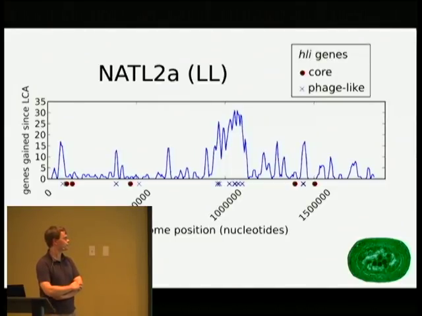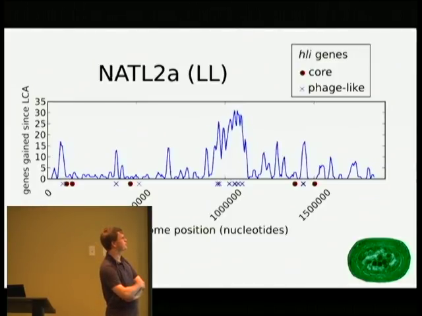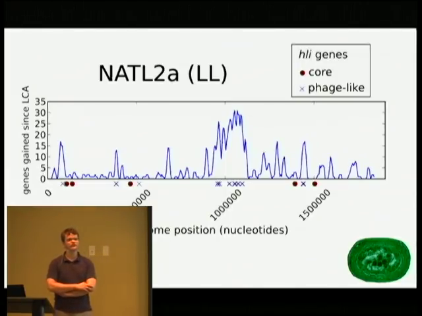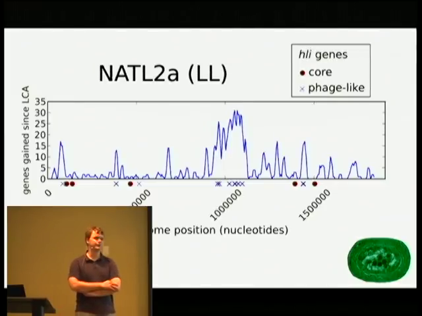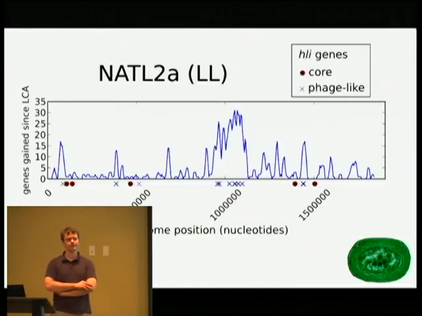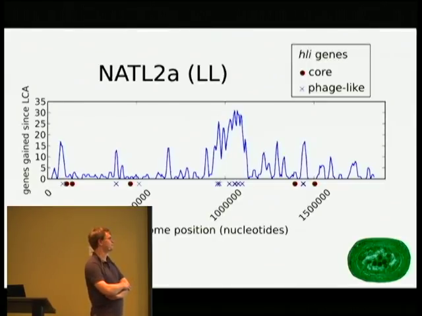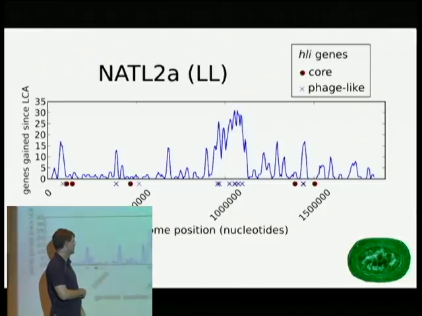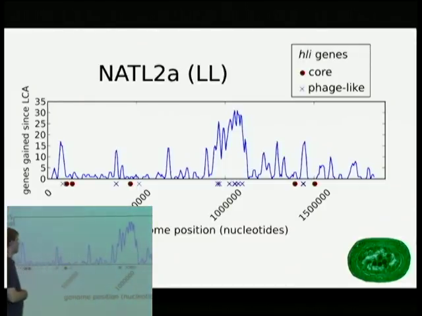And what we found is there were actually different kinds of high light inducible genes, a core set that are found in all Prochlorococcus and are found in those core regions of the genome I was talking about, and then a phage-like set that seemed to actually be inserted in the genome and carried between cells by the phage, the virus that infects these cells. And those are generally piled up in those more highly variable regions.